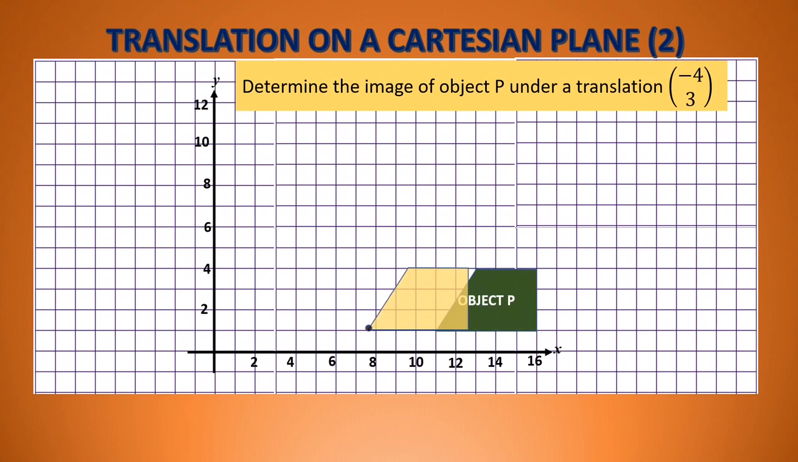Translation (-4, 3) means the object is to move to the left by 4 units, followed by the upward movement of 3 units.